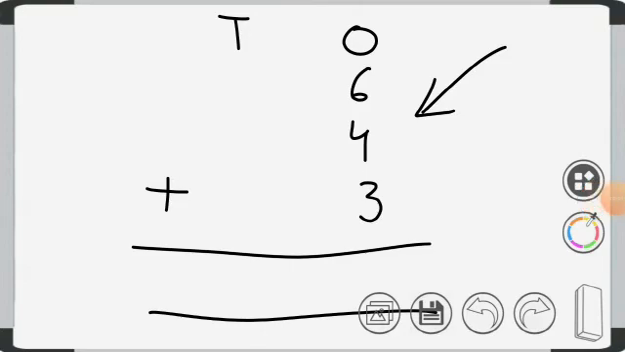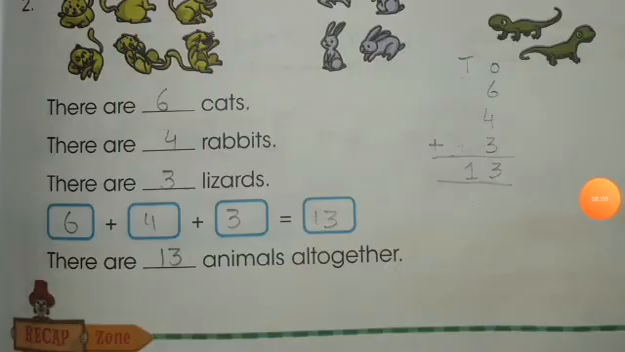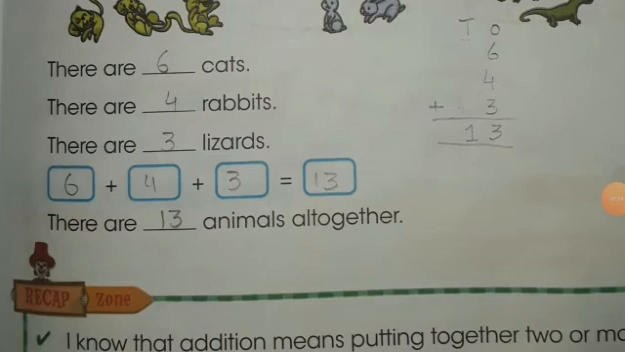Start from ones. Here 6 and we will count on 4 after 6. 6, 7, 8, 9, 10. We will count on 3 more. 10, 11, 12, 13. 3 will be here and 1 will be regrouped in tens. So the answer will be 13. Solve by yourself also and complete the sentence. 6 plus 4 plus 3 is equal to 13. There are 13 animals altogether.